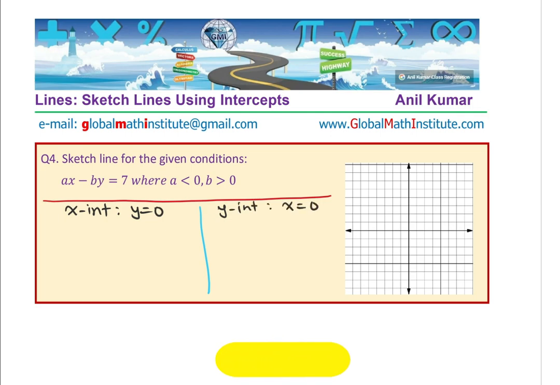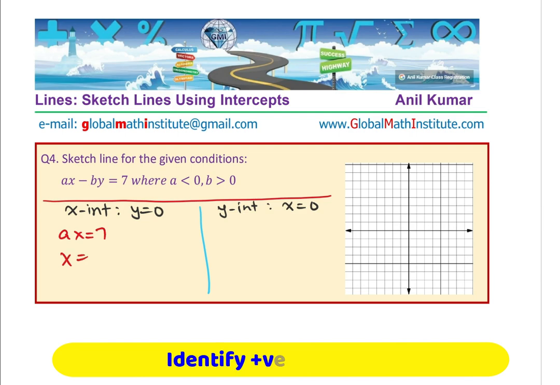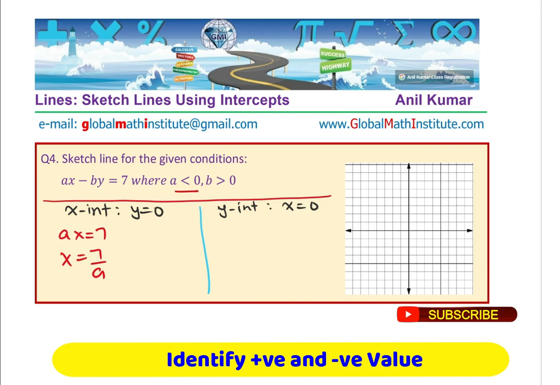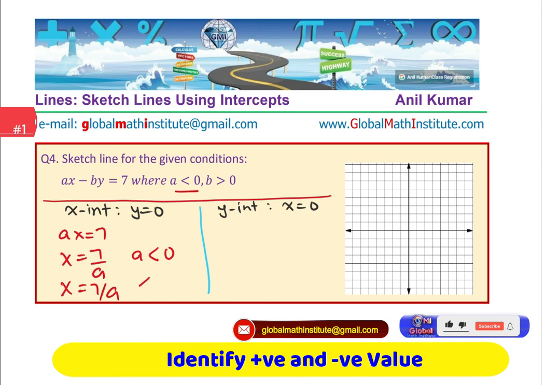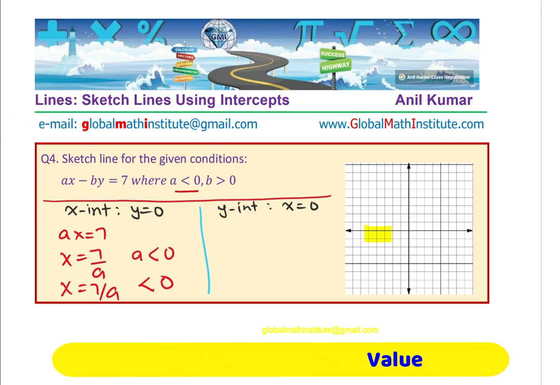Correct. So when you substitute y equals to 0 in this equation, you get ax equals to 7 or x equals to 7 over a. And now a is less than 0, right? A is less than 0, and that means that this value of x, which is 7 over a, is negative, right? Is also less than 0. So that means the x-intercept will be somewhere on the left side. Correct? Make sense? That is kind of critical to understand.